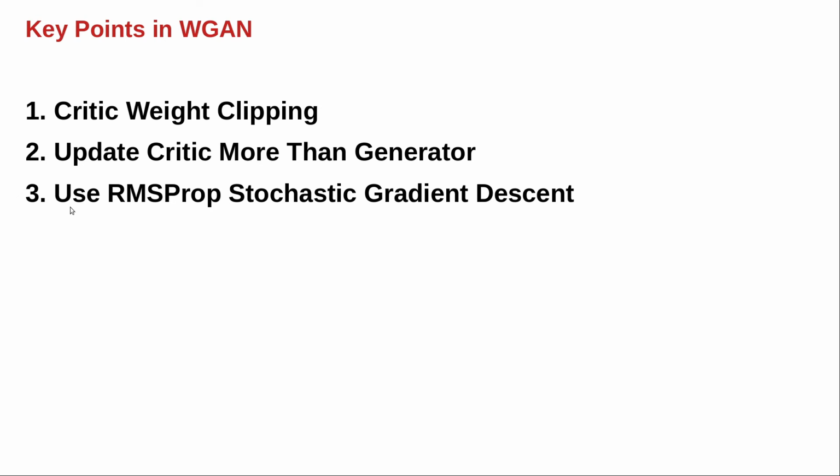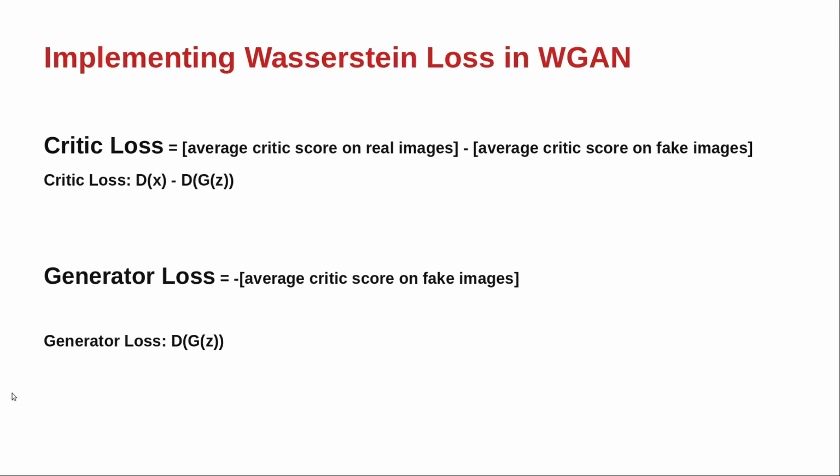And the third point to keep in mind is that WGAN recommends the use of root mean square propagation, or RMSprop, as the stochastic gradient descent strategy instead of the Adam optimizer, which is used for DCGAN or regular GAN. And also we use a small learning rate of something like 0.00005.